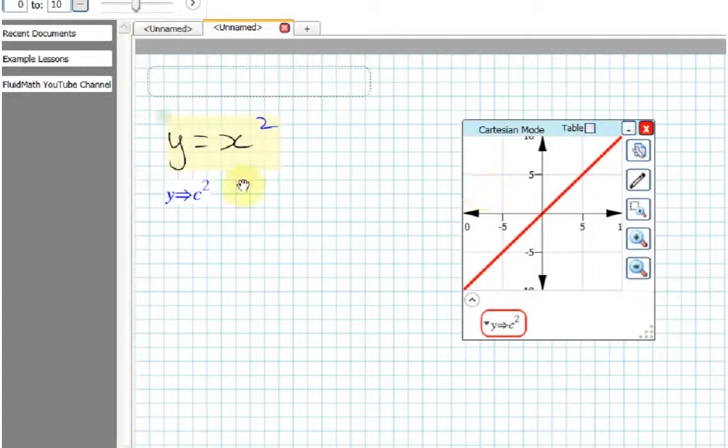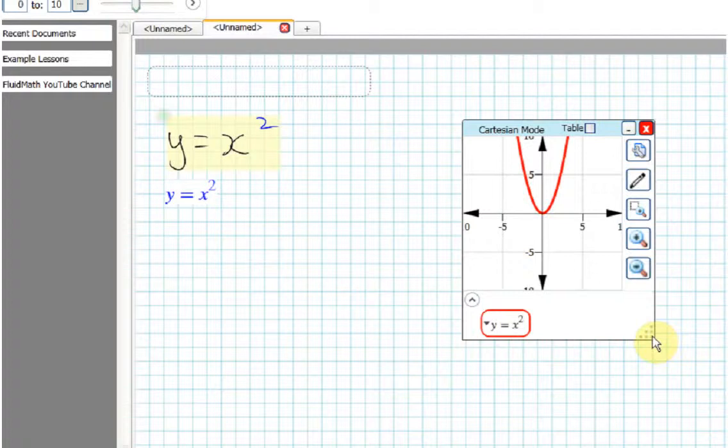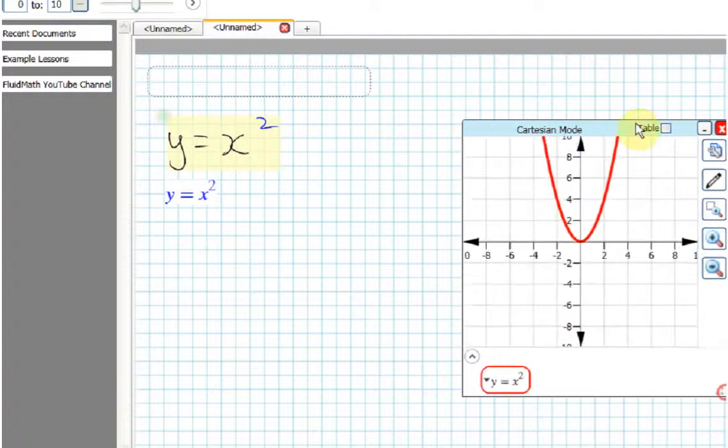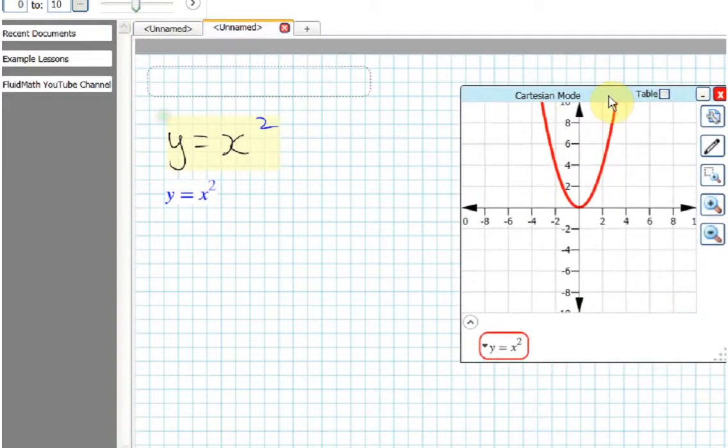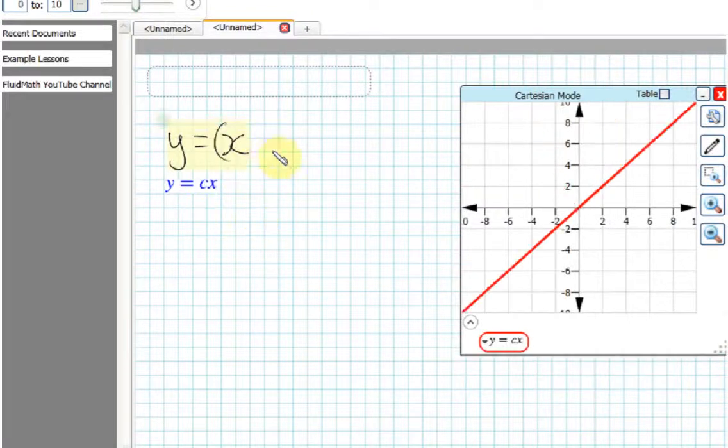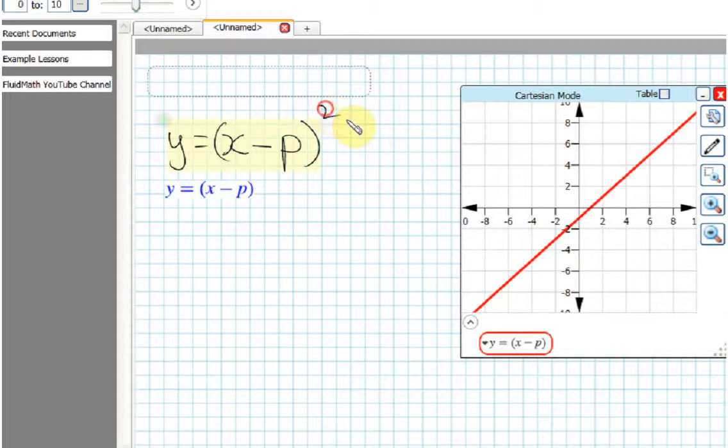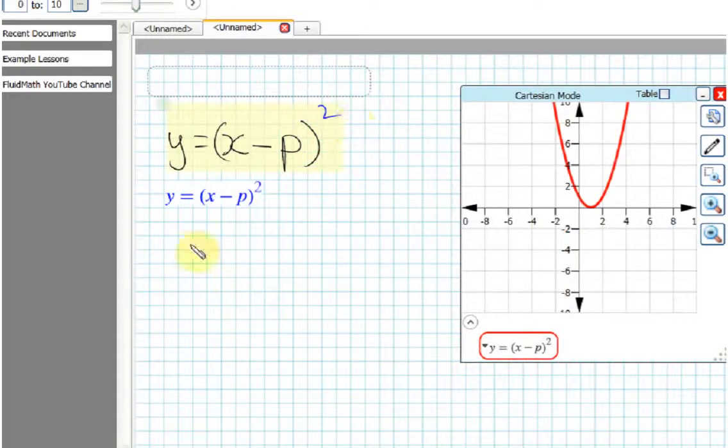Whoa, what happened there? Oh, I don't want c, I want x. My variable x. There you go, x squared. But it's not x squared though, it's x minus 2 squared. So I'm going to change that. Let me erase, put a bracket, and I'm going to use the letter P. Squared. And then P is what number in this case? X minus 2, so what's P? 2. Just the number 2.